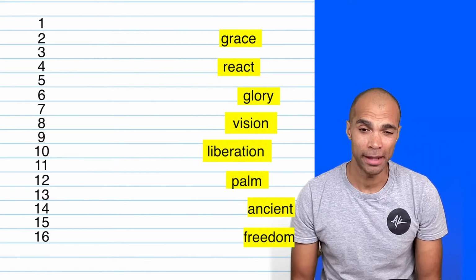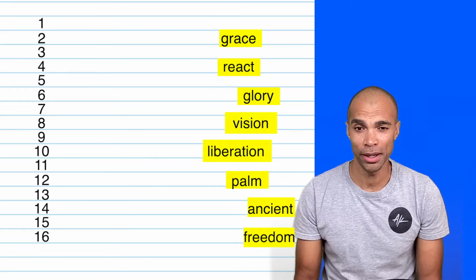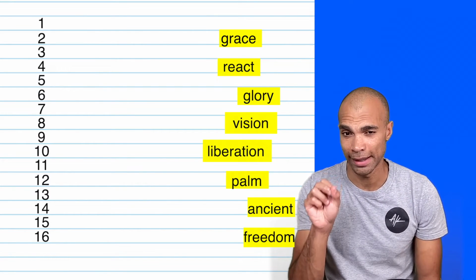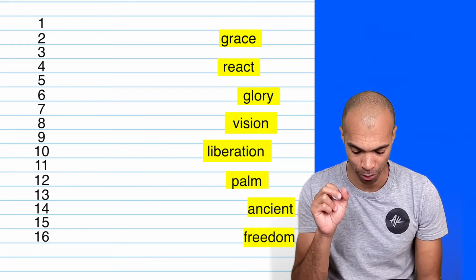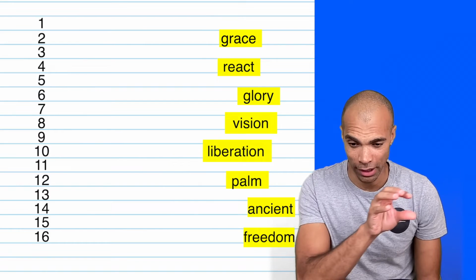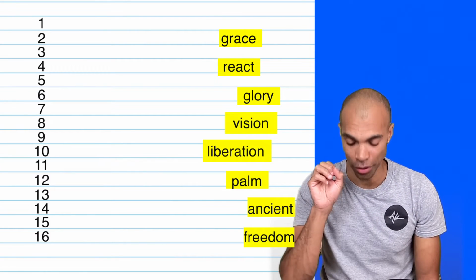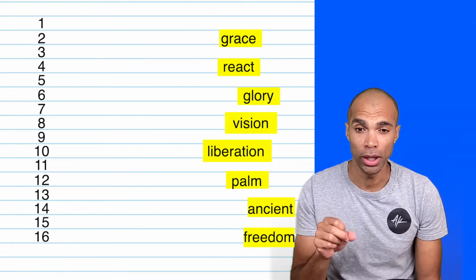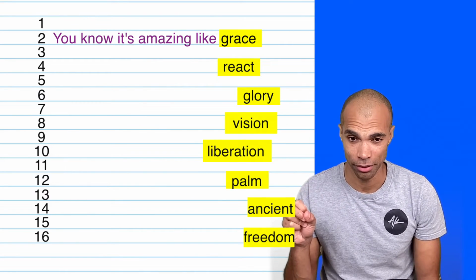The next step, step 4, is to think of a whole line that ends in each of those words. So for example, in line 2, I have the word grace. So I need to think of a line that ends in that keyword grace. And what I've prepared is the line, it's amazing like grace.